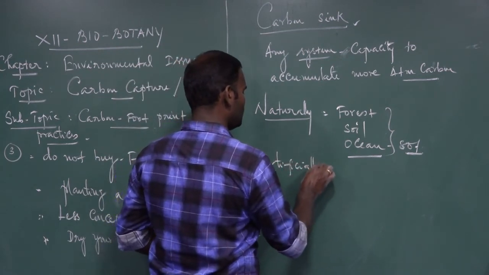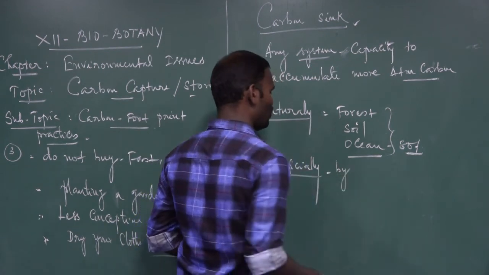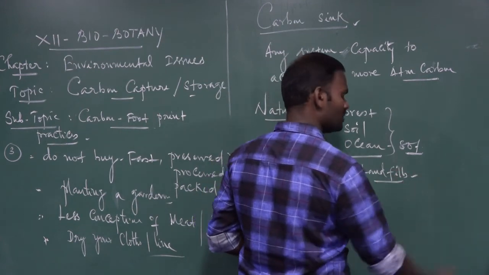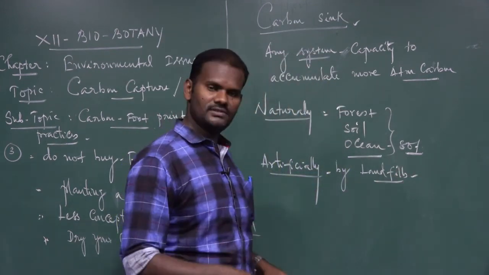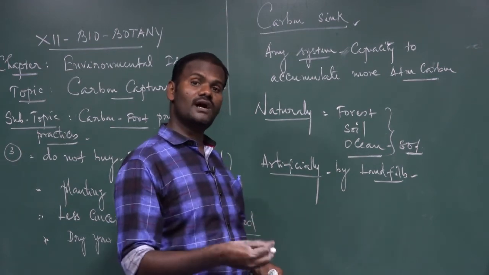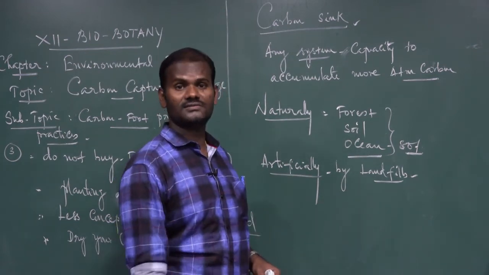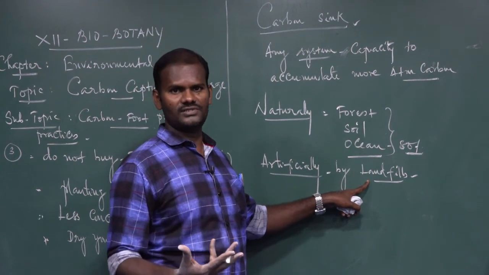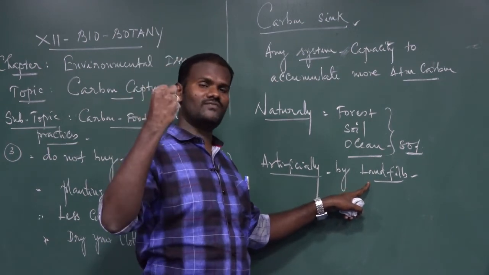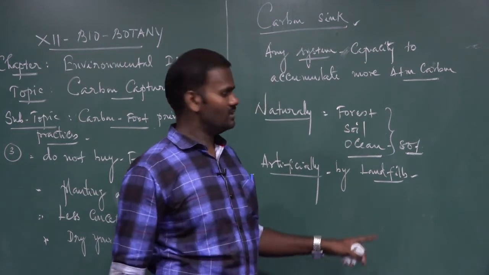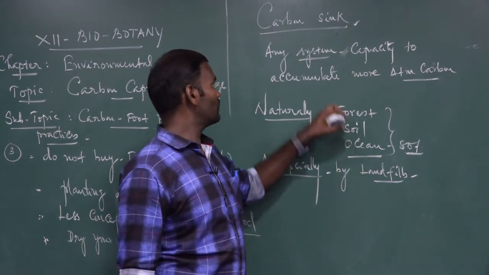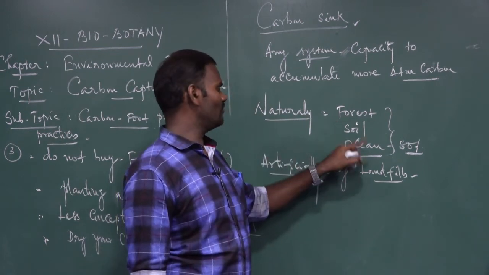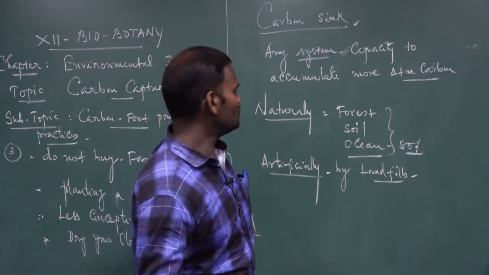Artificially, it may occur through landfills. The carbon should be dumped at a depth of 1 kilometer or more than 1 kilometer under the rock, in underground rock formation. These are landfills. So it may be man-made or artificial. We have to capture the carbon dioxide from the atmosphere, which can be stored in the underground part. These are the ways a carbon sink occurs, either naturally by forests, soil and oceans, or artificially by landfill.